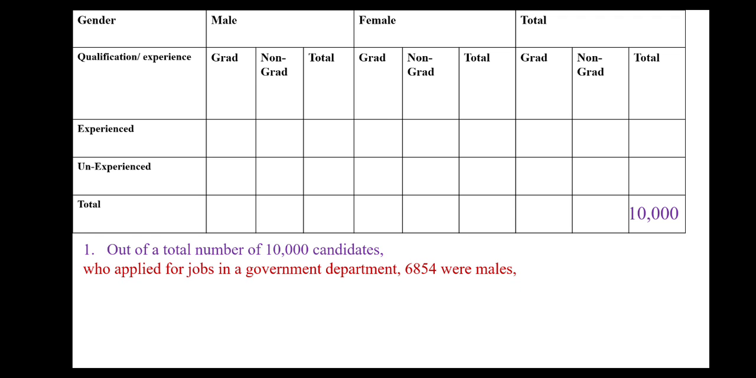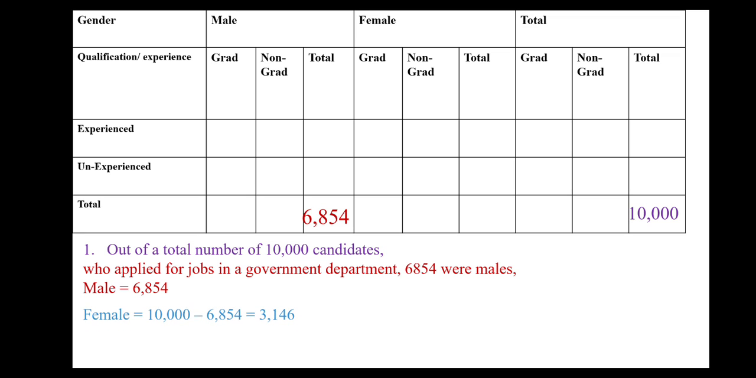Look at that table. What is the method we followed? Under male: graduate, non-graduate, total. Under female: graduate, non-graduate, total. Under total: graduate, non-graduate, total. So one by one, let's see how to fill in according to the given information. Out of a total number of 10,000 candidates, see that 10,000. Next, who applied for jobs in a government department, 6854. According to the color matching, male equals 6854. Total male is given.